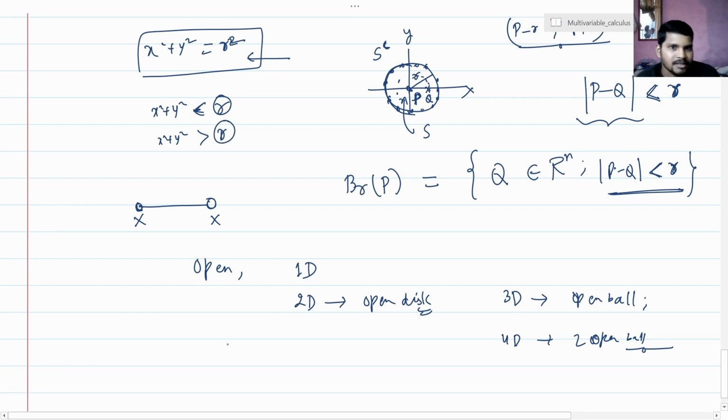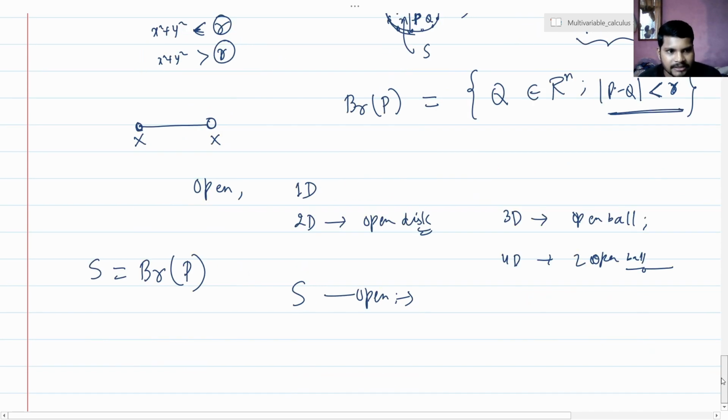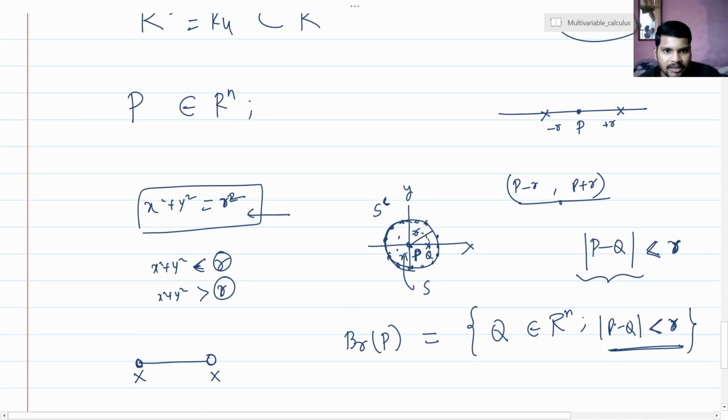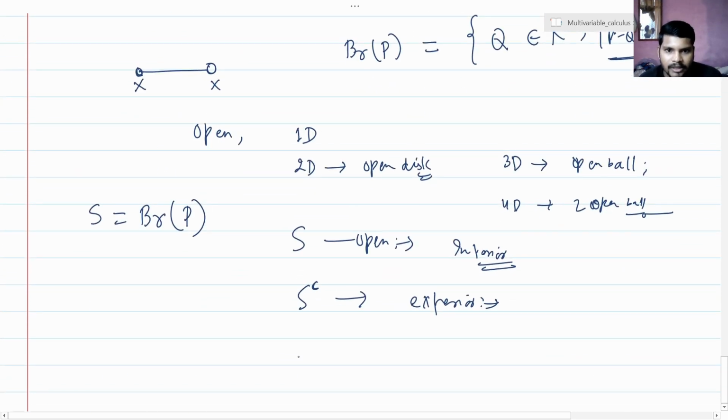Now it is basically exterior. So if S is the neighborhood of point P, then S can be open and an interior point. A point can also be an exterior point. If it is exterior, then we label it as S complement, because any point which is not in the set S belongs to S complement. This is called an exterior point. And if something is on the boundary, then we say it is a boundary point. So the points which are simply on the boundary.